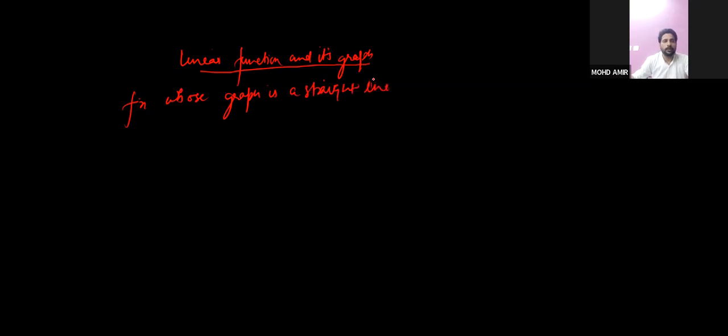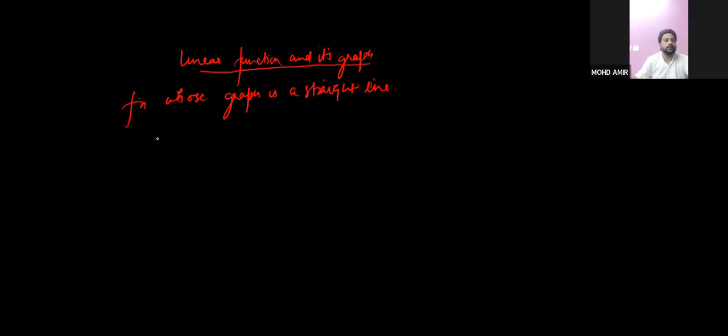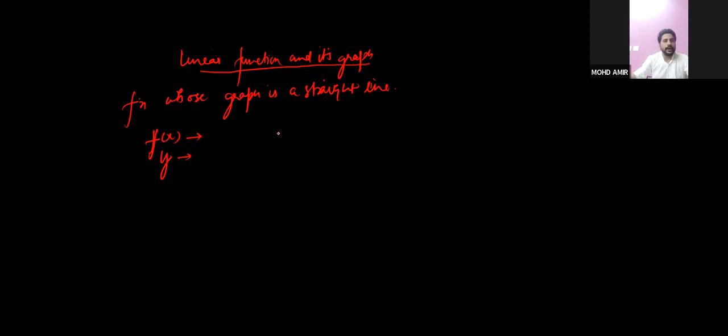Now, we know that a function is denoted by f of x, where the variable is x, and we can also denote it by y. Is it lagging or is it good? No, it's good. It's not lagging. So we can write a linear function like that: f of x is equal to ax plus b. And we can also write it like y is equal to ax plus b.